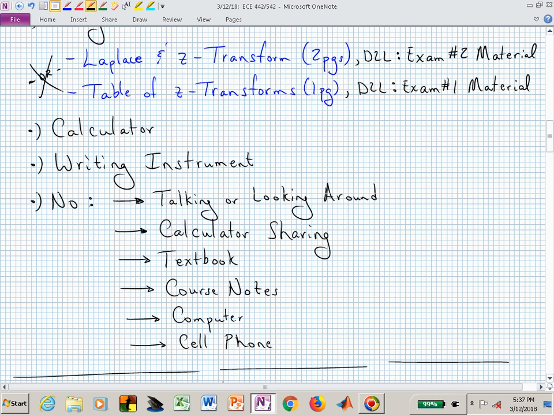But you'll need something to write with, but you can't do any of the others. You can't have your cell phone out, and I'll try to turn mine off this time before the exam. The computer, you can't have that. You can't have any more course notes. You have plenty in your 2 pages of notes that you can make yourself.